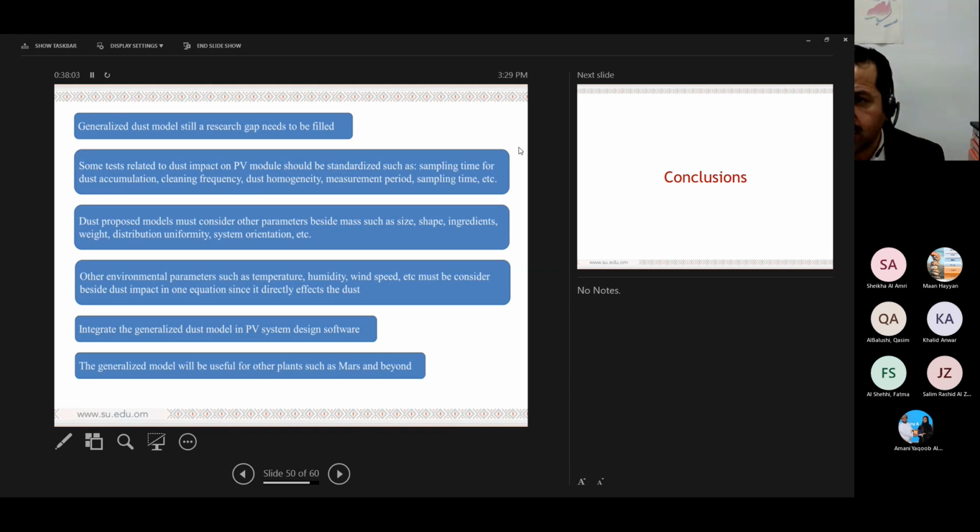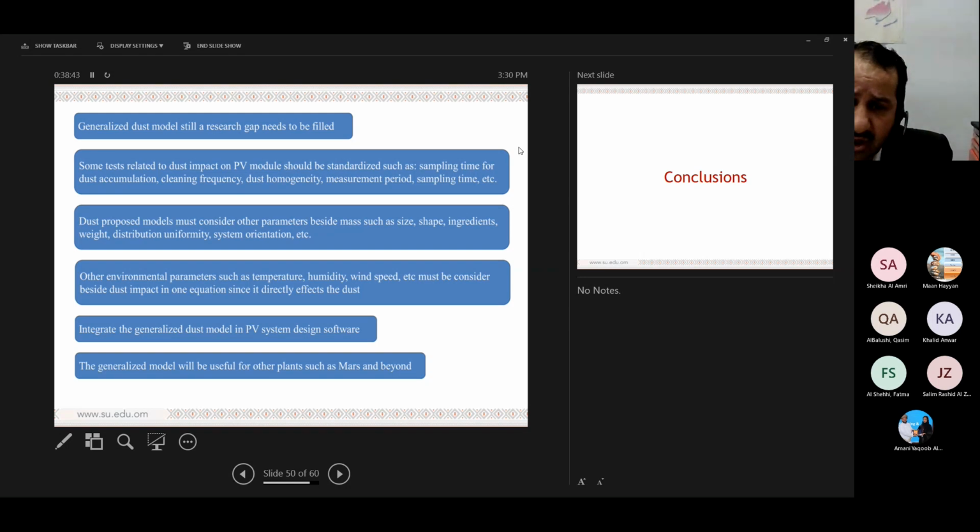Dust homogeneity, as I mentioned, can be homogeneous, non-homogeneous, or semi-homogeneous, and this is affecting because you don't expect how the dust will look when it's accumulated on the PV panel. On the same panel within the same day, and from time to time, every second when wind is blowing, it changes the distribution of these particles. Sampling time is an example also. A proposed dust model must consider parameters beside mass, such as size, shape, ingredients, weight, distribution uniformity, and system orientation. All these are not considered.